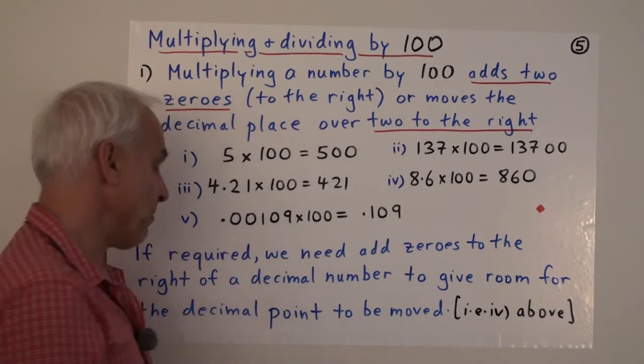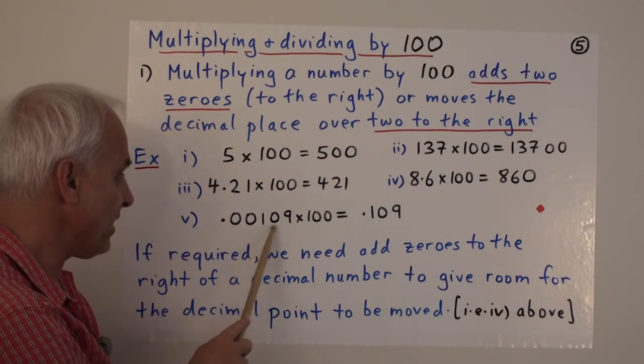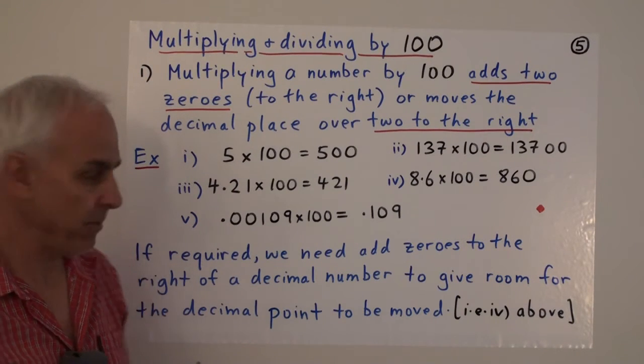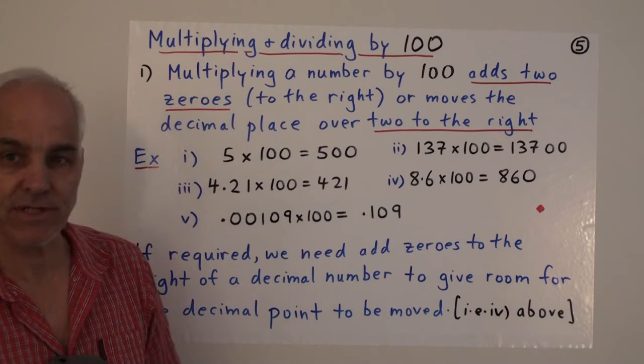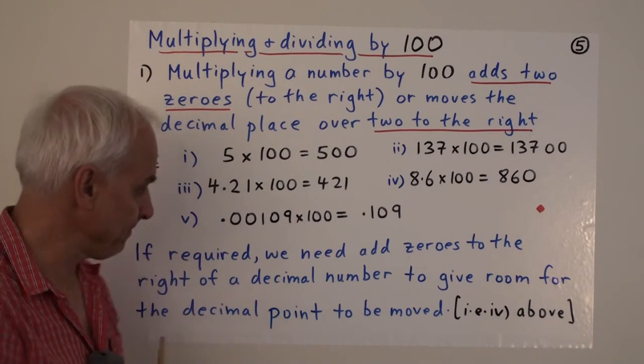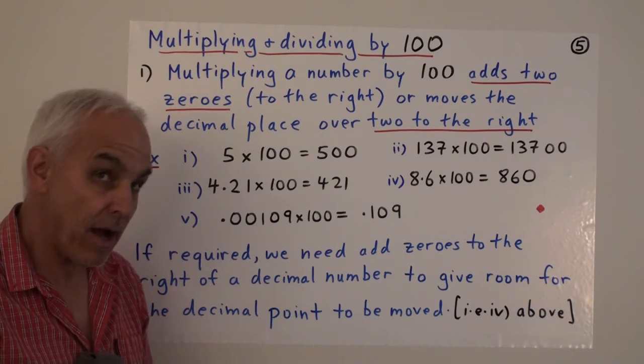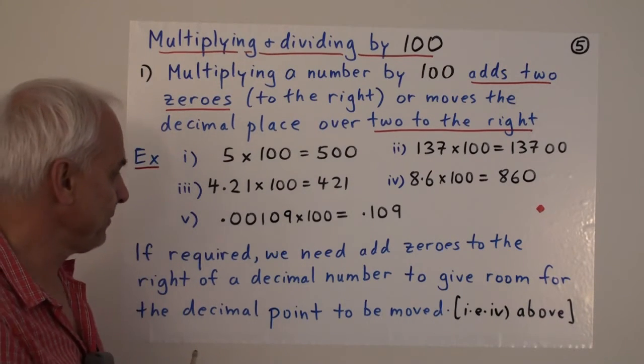Here's an example of a smaller number multiplied by 100. So we have 0.00109. This is a rather small number. It's roughly 1,000th, because this is in the 1,000th place. It's a little bit more than 1,000th, because there's also something in the 100,000th place.